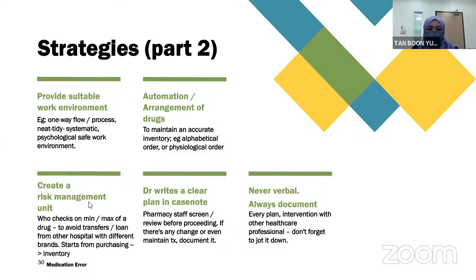And then create a risk management unit. This one is more to inventory, whereby you check the minimum or maximum of a drug. So that you can avoid transfers or loans from other hospitals with different brands. So this has to start from purchasing to the inventory, from the medical store until the end user. So we can reduce transfers from other hospitals if we need the medication. Why? Because you can use your own medication from the brand that you purchase.